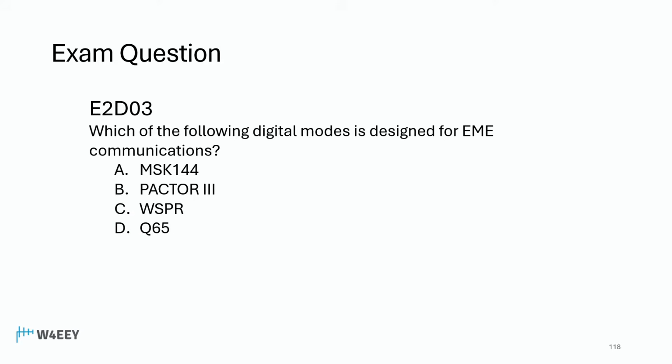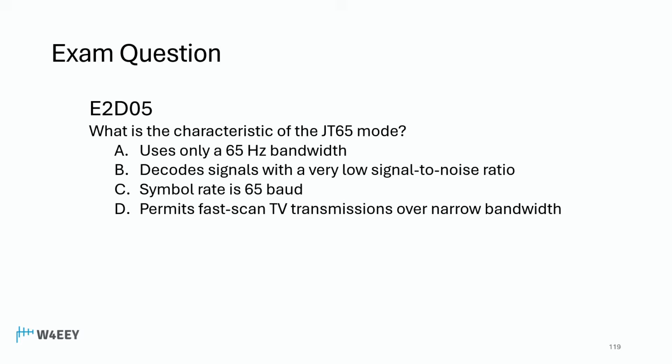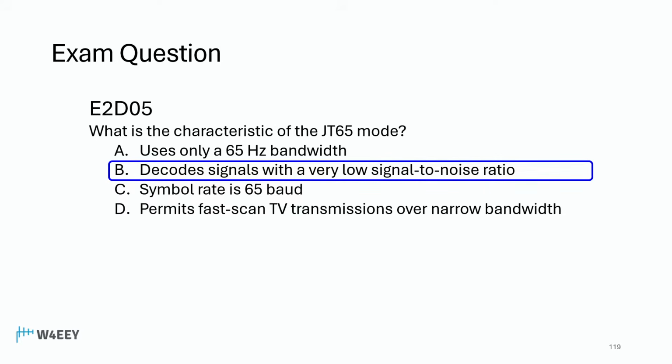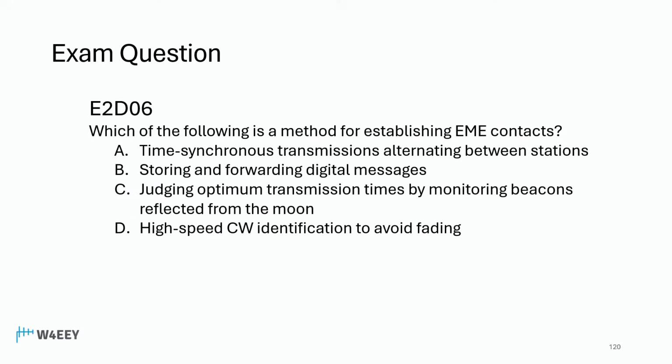Which of the following digital modes is designed for EME communications? Delta. Q65, Delta. Yep. What is the characteristic of the JT65 mode? Bravo. Yeah, see, I'm keeping my promise. Easy questions here. Bravo. Decode signals with very low signal-to-noise ratio. Which of the following is a method for establishing EME contacts?